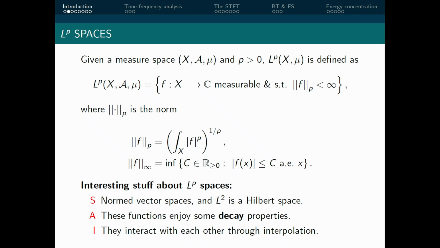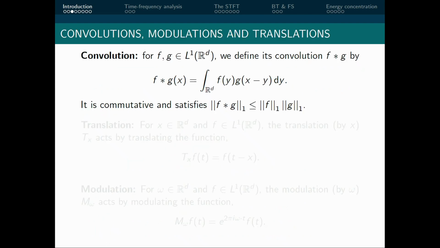These LP spaces interact through interpolation, meaning that if a function is in LP and in LQ at the same time, then it's in LR for every R between P and Q. So they interact nicely. Then you have some operations that are very natural in LP. The first one is the convolution. We will see that this is a way of looking at a function through another function, but we can postpone that. It's one of the most important operations.